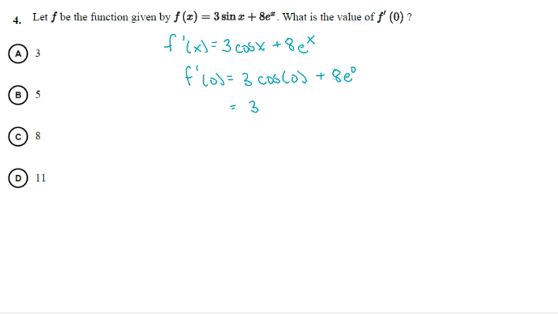And cosine of 0, we need to know from our unit circle that is equal to 1. And e to the 0, we need to know that as equaling 1. So 3 plus 8 equals 11.